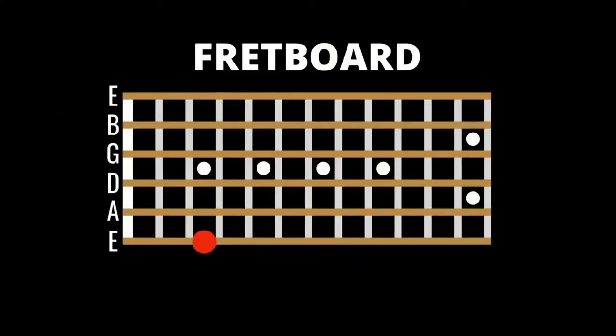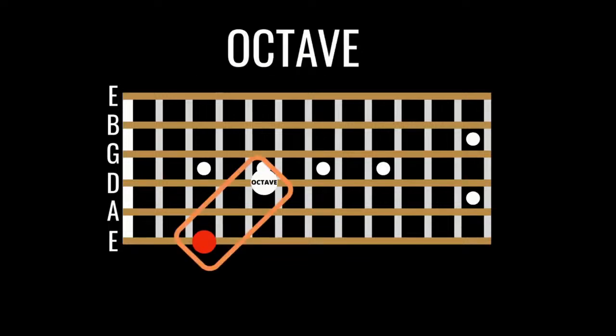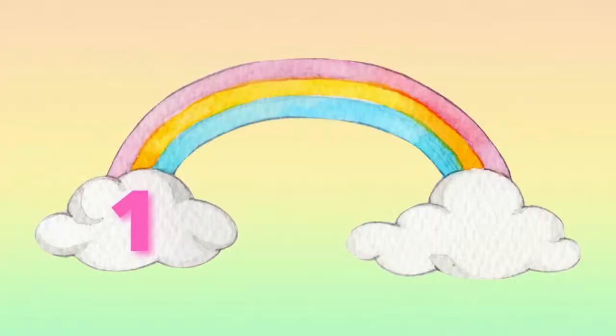A common way of playing our very last interval, the octave, would be 2 strings across and 2 frets up from our starting note. And once again, to reference an octave, Somewhere Over the Rainbow, but this time the first and second notes.